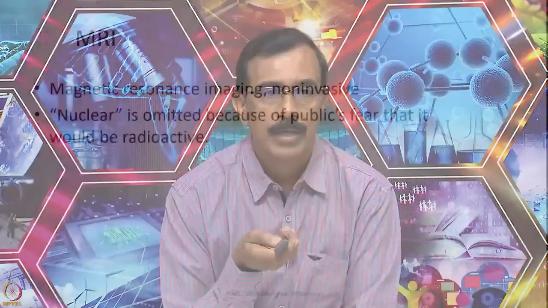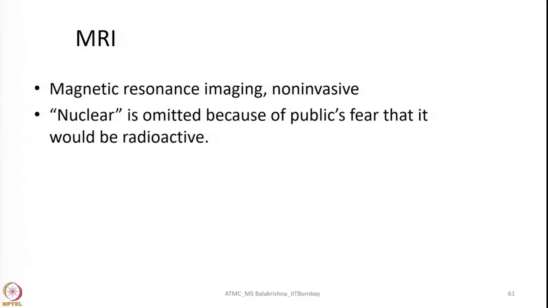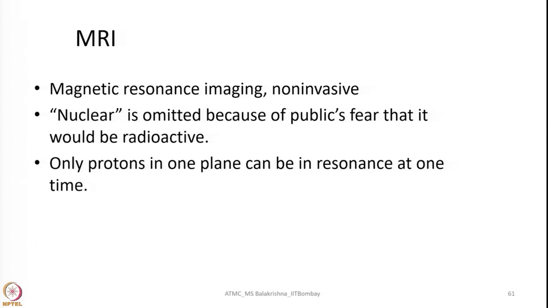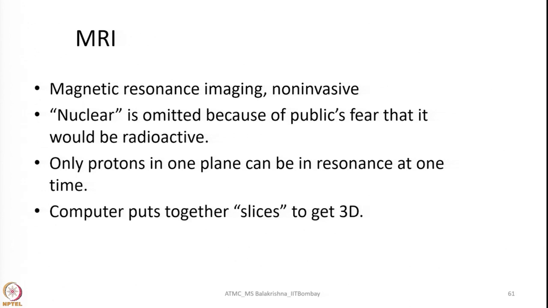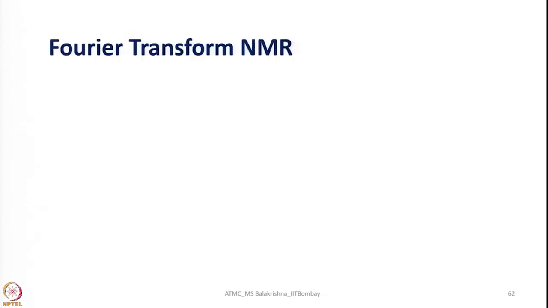Now MRI, magnetic resonance imaging. It should have been nuclear magnetic resonance imaging, but since the word nuclear is there, people are worried that it may be radioactive. That's the reason the term nuclear is removed and it is simply called magnetic resonance imaging. In this case, only protons in one plane can be in resonance at one time, and the computer puts together slices to get 3D information, a 3D structure. Tumors are readily detected, and this is very important.